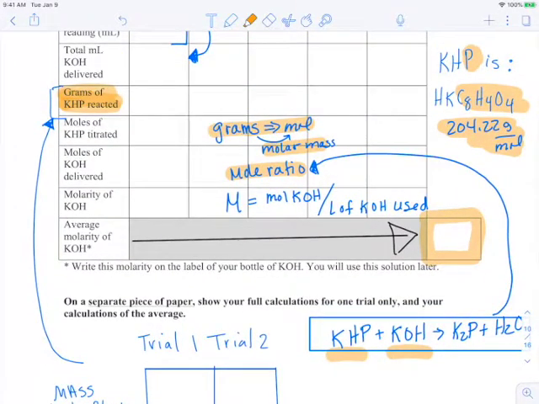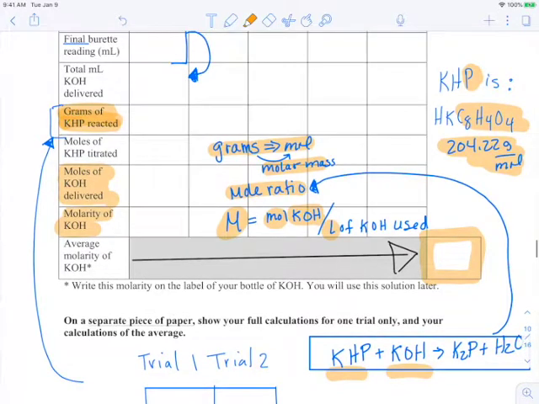So what that means is however many moles of KHP you titrated, you should have the same number of moles of KOH, because again, it's a 1-to-1 relationship. Then for the molarity of your KOH, molarity is moles per liter. So you're going to take the moles of KOH that you found right above here, and divide it by the liters of KOH used. So you know total milliliters KOH delivered, but you need to convert that into liters. And that's where you're going to get the liters for moles per liter.